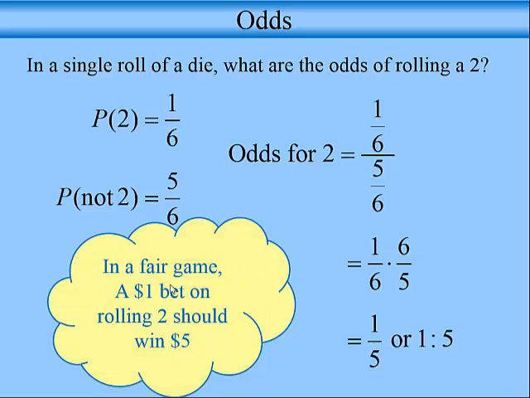Here's the idea of odds in gaming situations. If the odds on something are 1 to 5, that means if you bet $1 on it happening, and it does happen, you should win the $5, like in horse races.